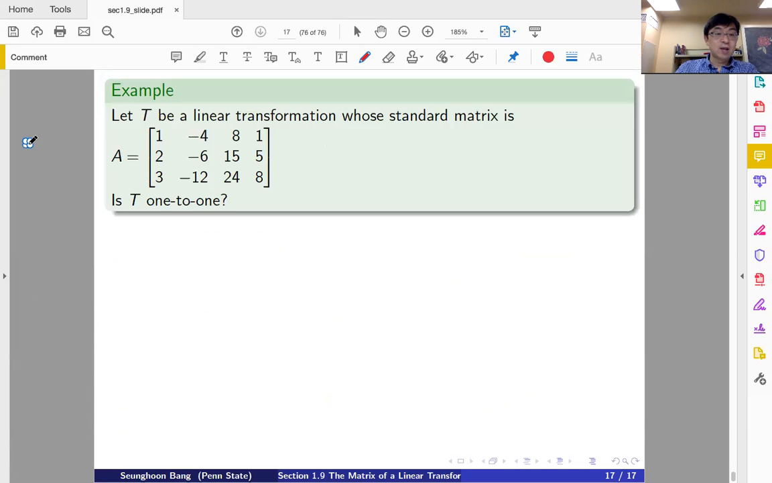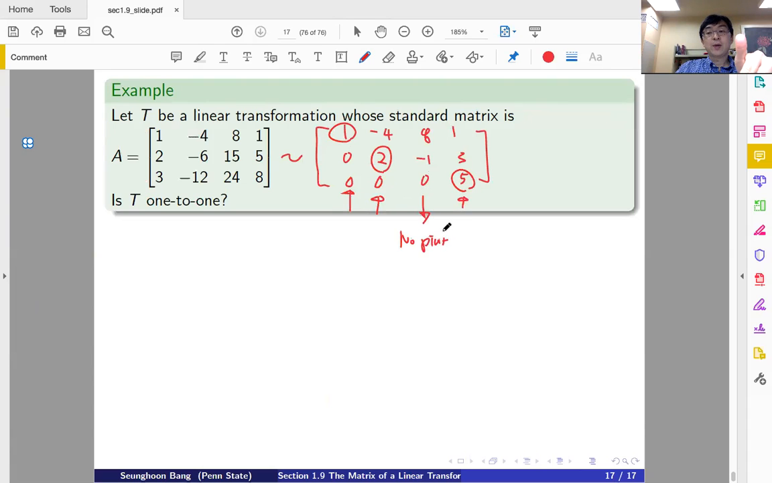So you can use the same method. We have the echelon form from the previous example: 1, -4, 8, 1; then 0, 2, -1, 3; and here 0, 0, 0, 5. We don't have b here, only the coefficient matrix. The first column has a pivot. The second column has a pivot. The third column has no pivot.